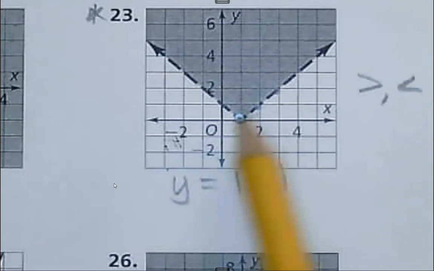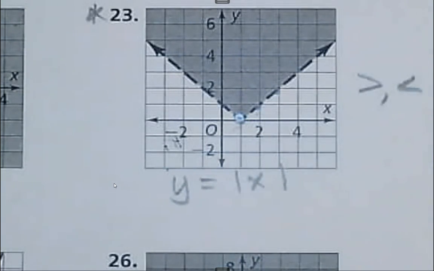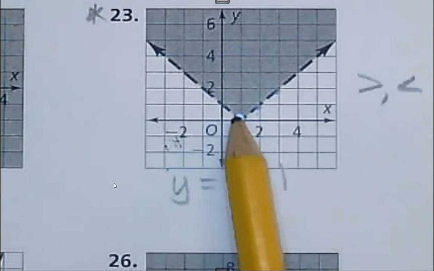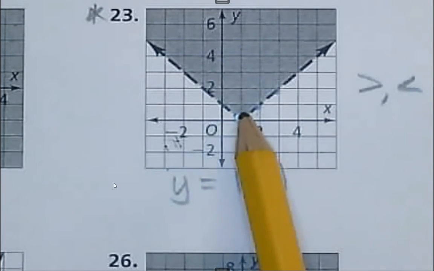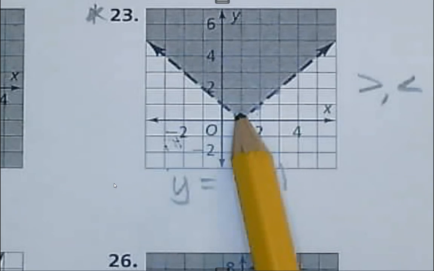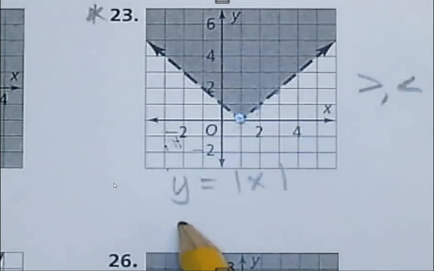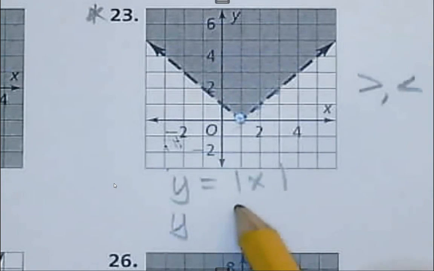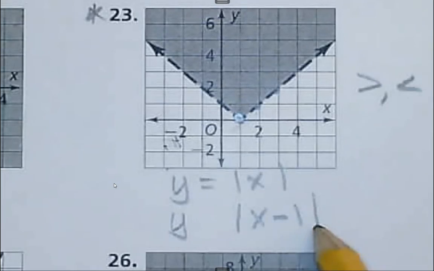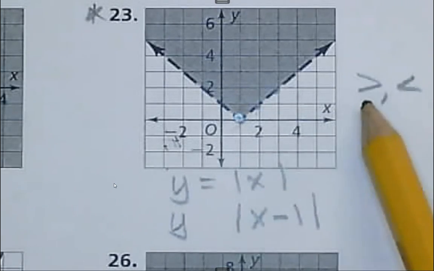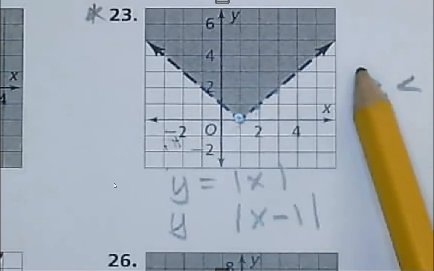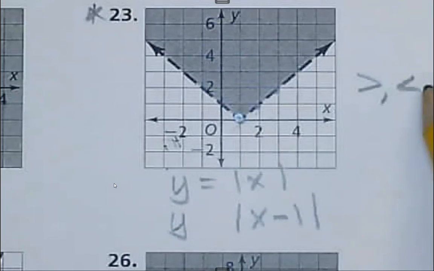Okay, now remember, horizontal shifts are the opposite of what you think. So even though it went to the right 1 unit, which would usually be +1, when I write my equation, it actually needs to be a -1. So when I write this, I'm going to have y, and I'm going to have the absolute value of x -1 instead of +1. Now the only thing I have left to do at this point is to think about, okay, which one of these two symbols am I going to use? Am I going to use the greater than or the less than?